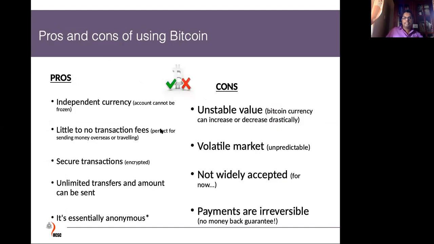Okay, let me compare the pros and cons of Bitcoin with regular currencies. The advantages: Bitcoin is an independent currency, with a lower transaction fee compared to the credit card. A credit card takes 3%, Bitcoin about 0% right now. In the future, it might take 1%. And they are securely signed and encrypted. We don't need separate protocols such as TLS to protect them. A credit card needs TLS, but the Bitcoin protocol itself is secure.